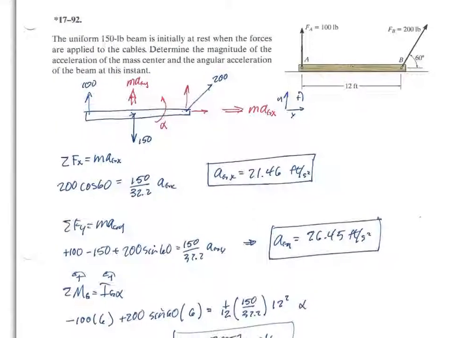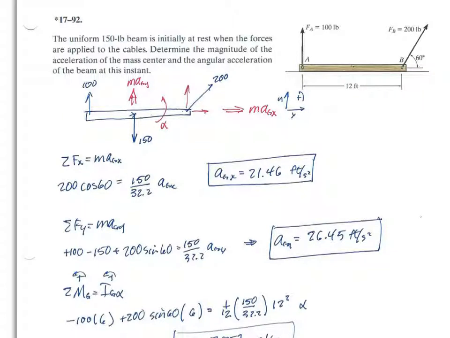Sum of the forces in the x is mass times acceleration in the x. So I got 200, I got that cosine component there, that's the only x force, and I get a_x is 21. Sum of the forces in the y, I got that positive 100, well here we are, positive 100, got a negative mg, and I got that sine component of 200, and that gives me my mass times acceleration of G in the y direction of 26.